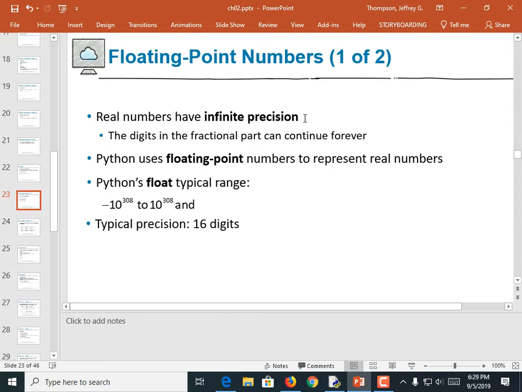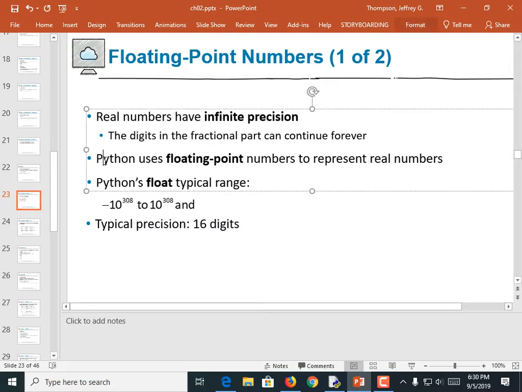Real numbers have infinite precision. Like 1 over 3 is 0.333 carried out to infinity, right? Pi has an infinite number of digits. However, computer languages have a limited amount of memory, right? You don't have a computer with an infinite amount of RAM. And even if you did, it wouldn't be able to represent it in its chip in that fashion.